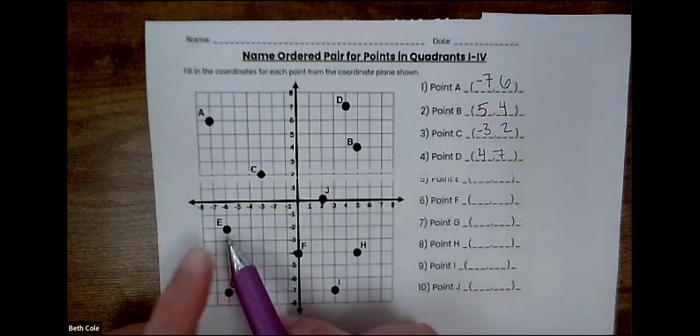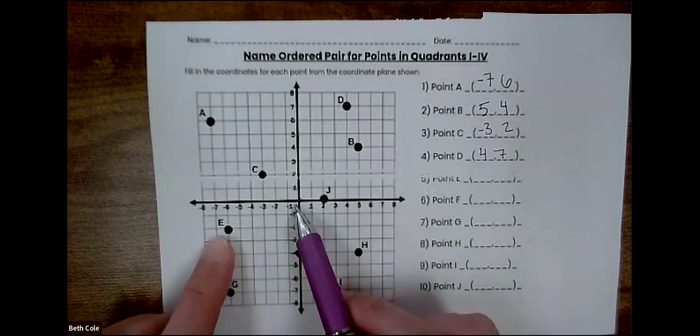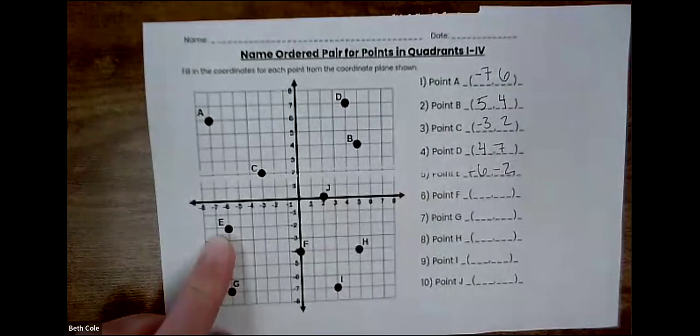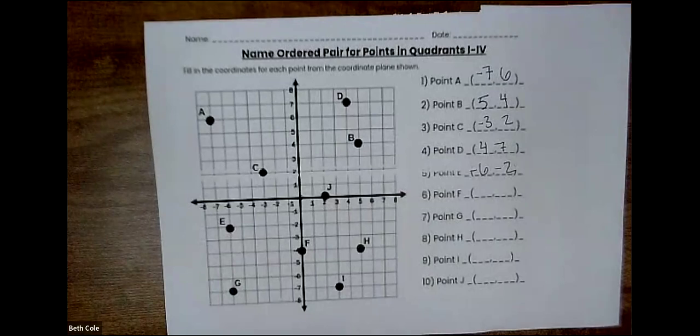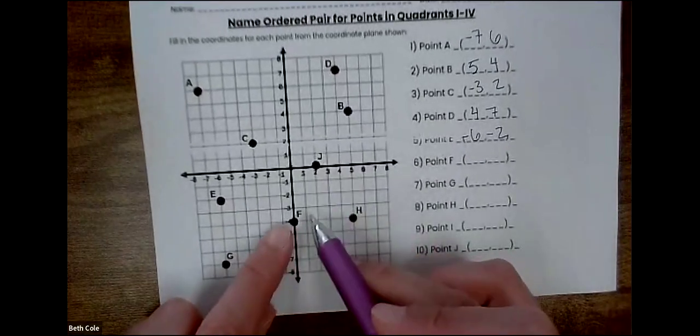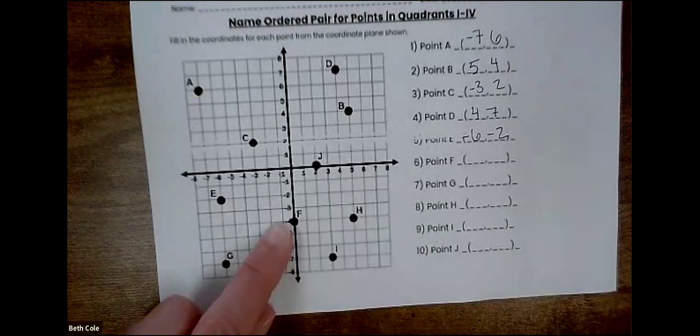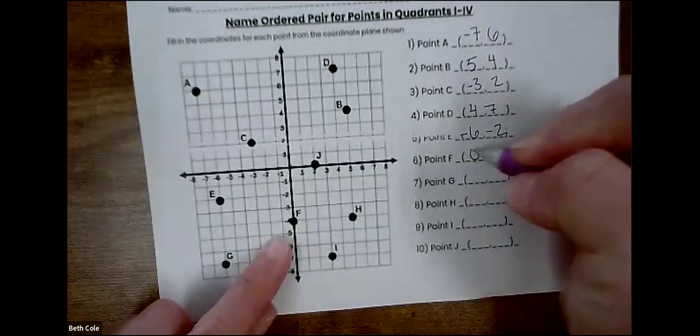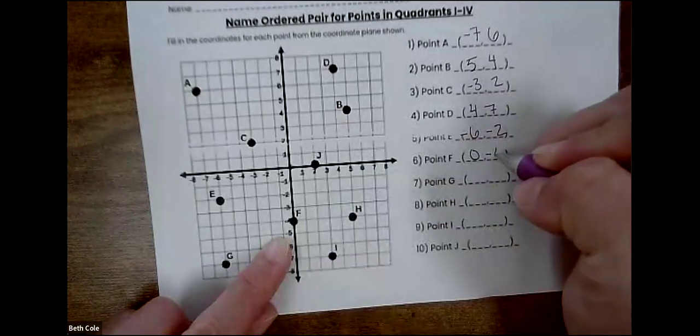Point E is over here. They're both going to be negative. Good. -6 comes first and then -2. Nice. All right. Point F. Little tricky because it's on the axis. So one of your numbers is going to be 0. Good. It's going to be 0, comma, -4.